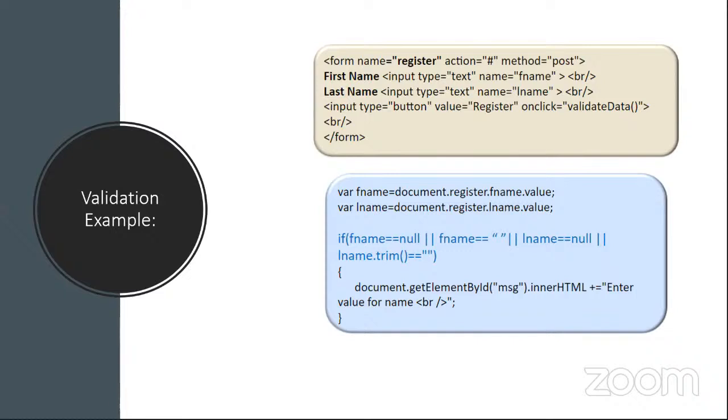Okay, so actually we are trying to get the value in the script. So firstName equals document.register.firstName.value, and then we take one more variable, lastName, document.register.lastName.value, and then we are validating. We are validating with the help of a conditional.